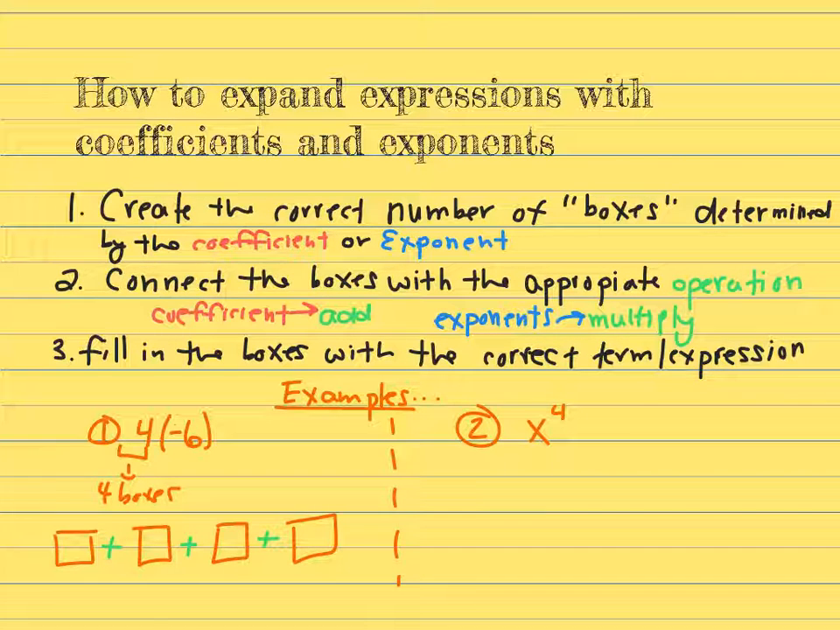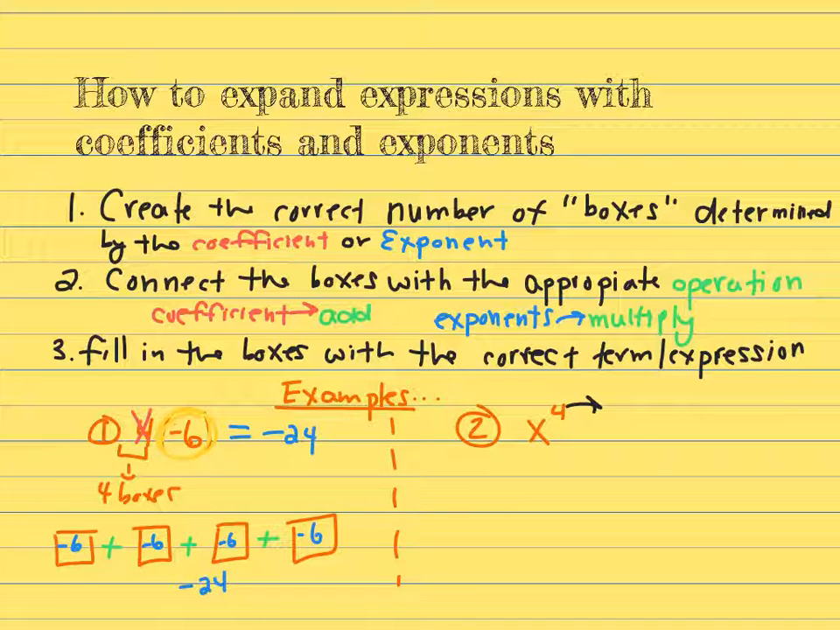The last step to expanding an expression like this would be to fill the boxes with the correct term or expression. So we use the coefficient to create the number of boxes. So what was after the coefficient is what goes in the boxes. So here, -6 is what goes in the boxes. So we're going to put -6 in all of those boxes. And of course we can check our work. We know that 4 times -6 is -24. And down here, if I were to add -6 plus -6 plus -6 plus -6, that does give us -24.